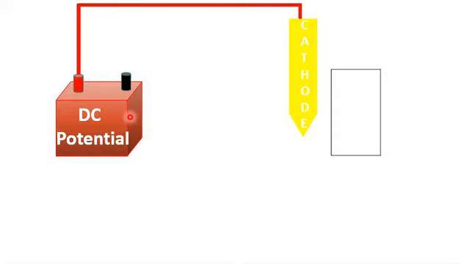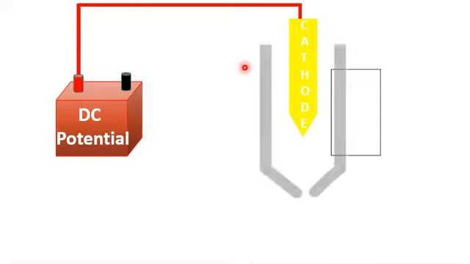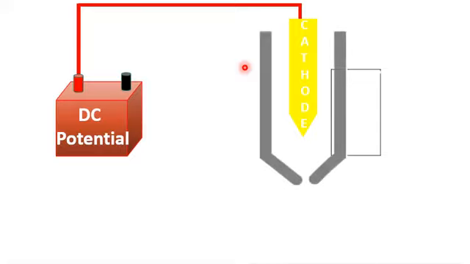The reason for using a direct current potential source is quite simple: direct current batteries are very efficient. They give full potential to the electrode material. Now, the plasma arc igniter system consists of a nozzle.